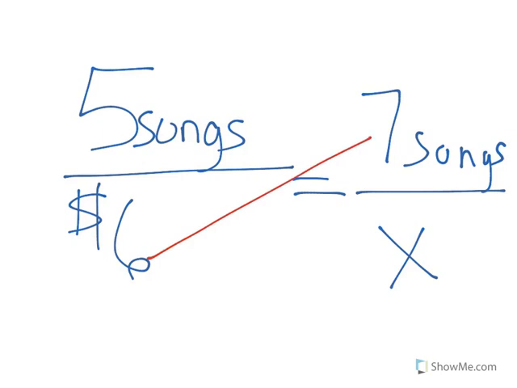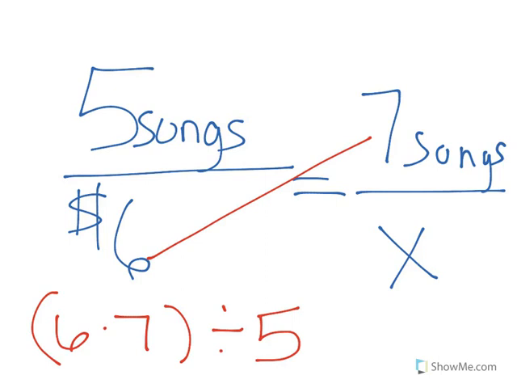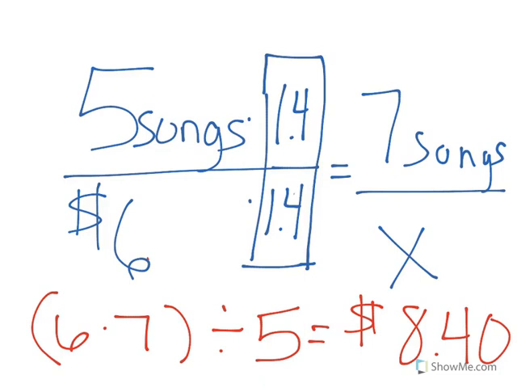So I would do 6 times 7, and then I would divide that 42 by 5. And that would give me $8.40. Now I could also find a giant 1. So when I do 7 divided by 5, I get 1.4. So that means I would have to multiply 6 times 1.4, and that would give me $8.40. So I can also solve it that way as well.